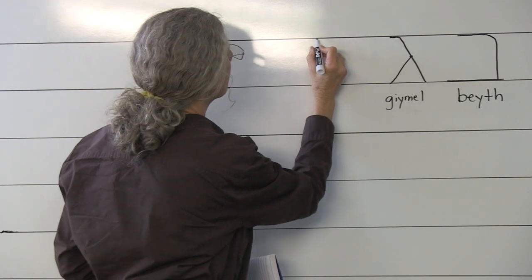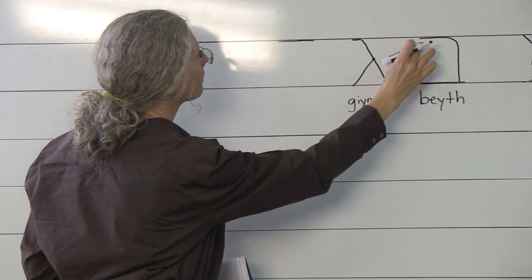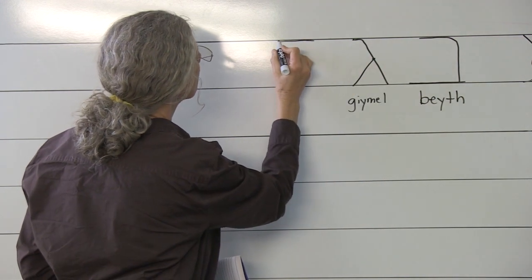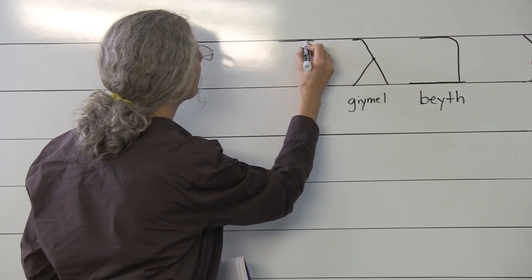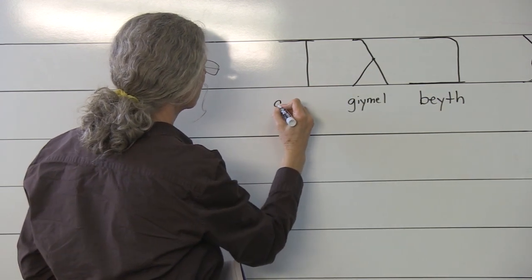Dalet. So Dalet has a cap, fairly long, sort of like the Resh here for the Beyth, a straight cap, and a straight up and down stick. Dalet.